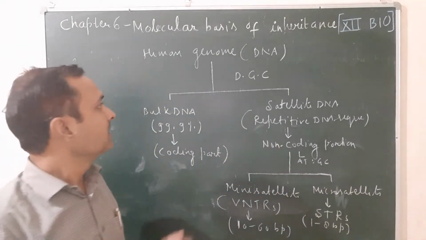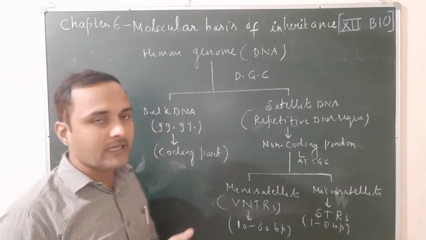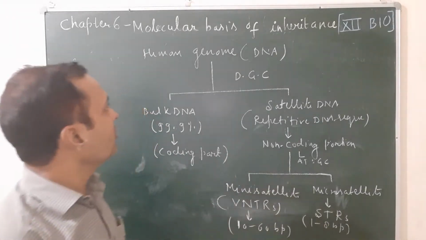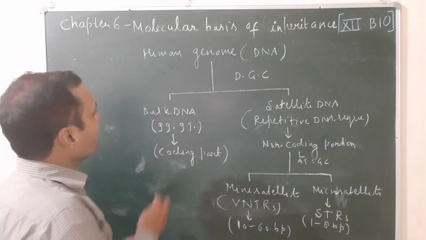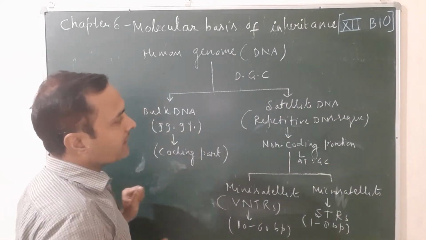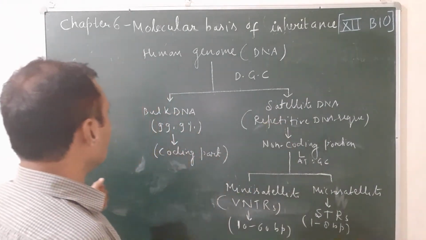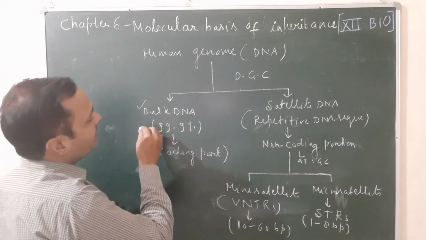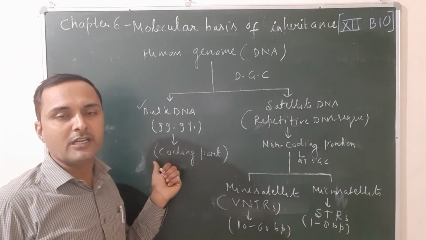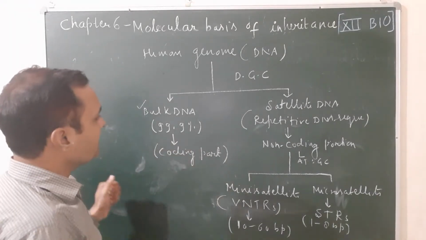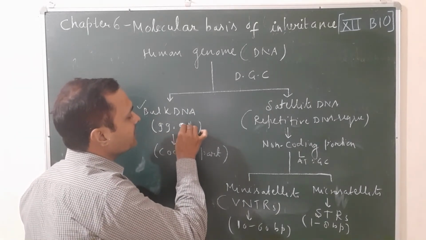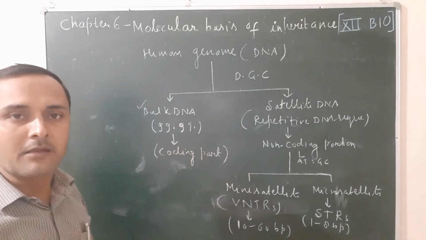So once again, when the total human genome or DNA undergoes density gradient centrifugation, it is found that the whole amount of DNA is divided into two parts. The first part is known as the bulk DNA, the second part is known as the satellite DNA. The bulk DNA is the DNA that is common, or similar, in all individuals. In humans, about 99.9% of bases are the same.